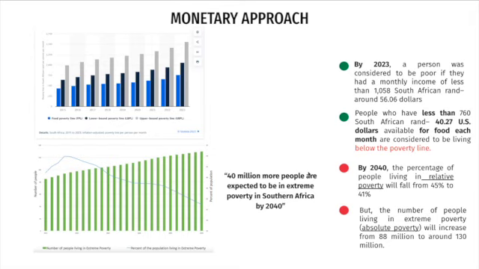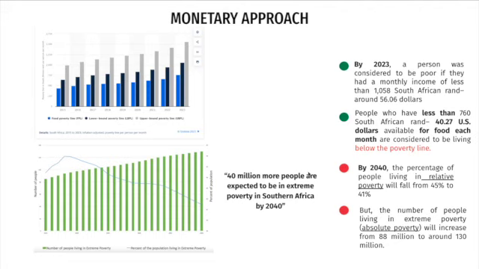First of all, in South Africa, there are 3 national poverty lines that are based on income. As you can observe from the graph above, there is the lower bound poverty line, the upper bound poverty line, and the food poverty line. As of 2023, an individual living in South Africa with less than roughly $56.06 per month is considered to be poor. Further, according to South African national standards, people who have less than about $40.27 available for food each month are considered to be living below the poverty line.